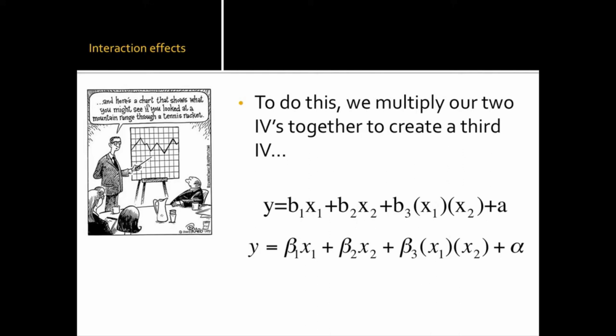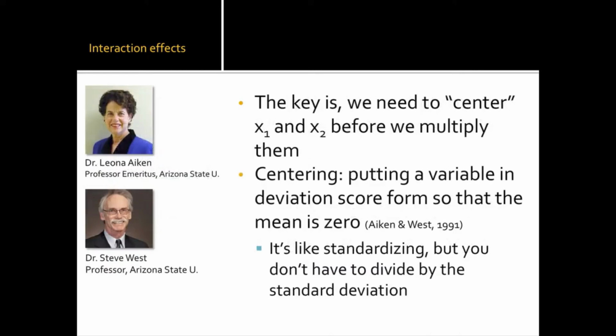And so that's why this is important to cover here first, because something like this is going to happen when we get to SEM interactions. Okay, so what do you do in order to multiply those variables together? You center them. Again, this may or may not be familiar to you from the past. Centering is what you need to do in order to prep your variables to be multiplied together.